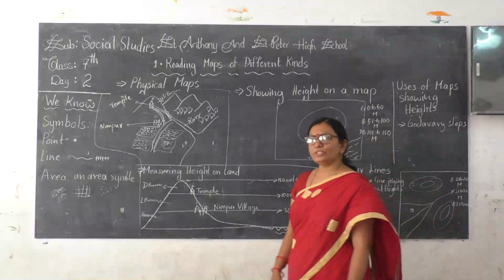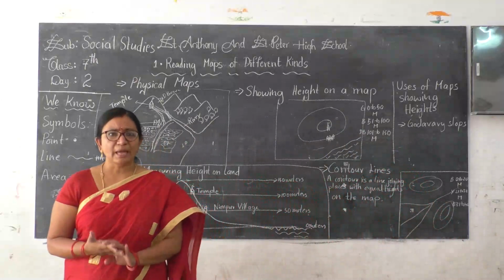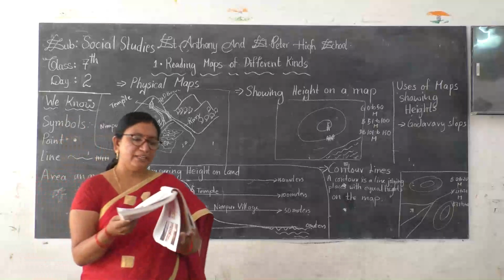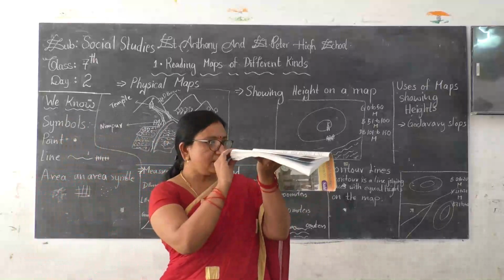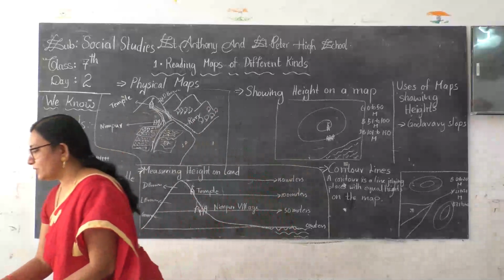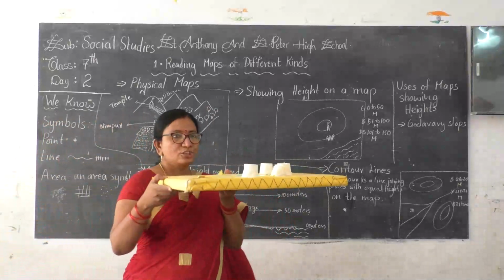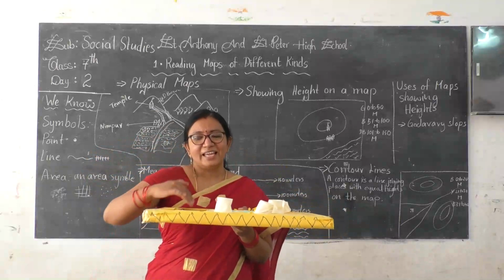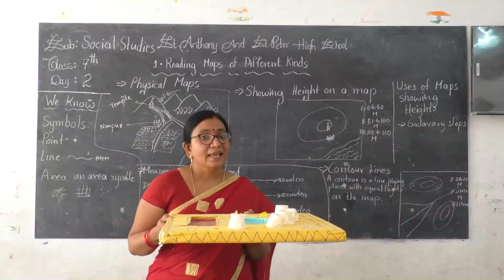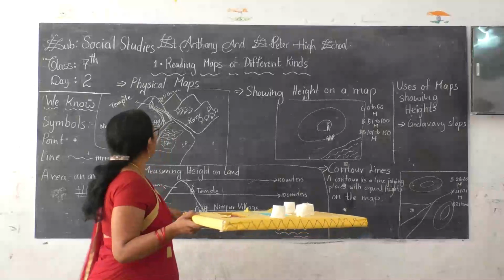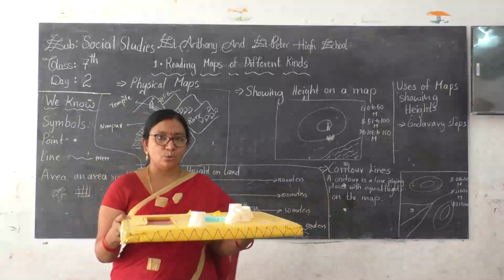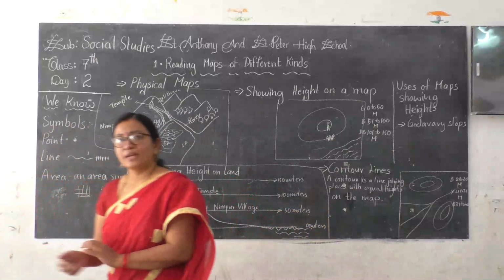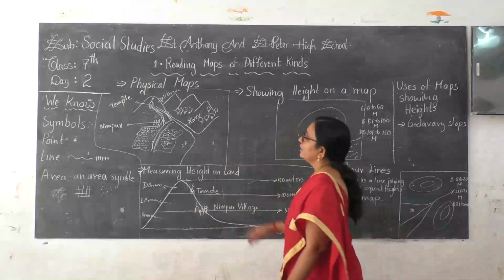But in this class we are going to learn how maps show height. When we see a map, it is flat. We can't see the heights on a map. But it is possible to make a map like this, showing the heights of mountains or slopes. Is it possible to show on a map? Let us learn in this class how physical maps are shown and how the heights can be shown on the map with the help of colors. Let us start the topic with physical map.